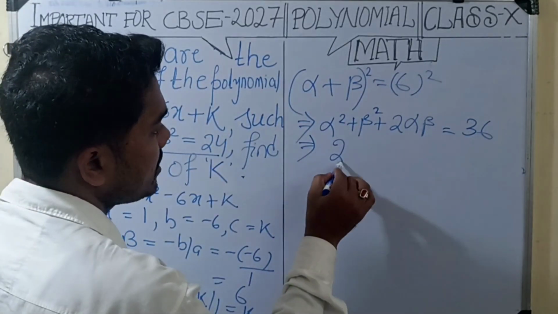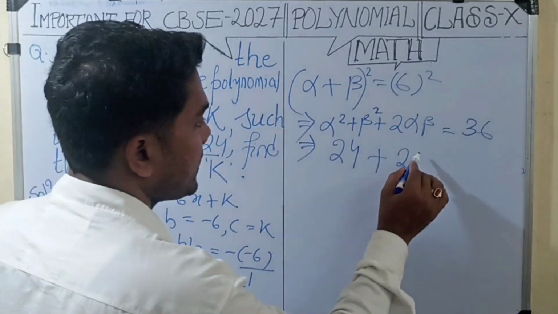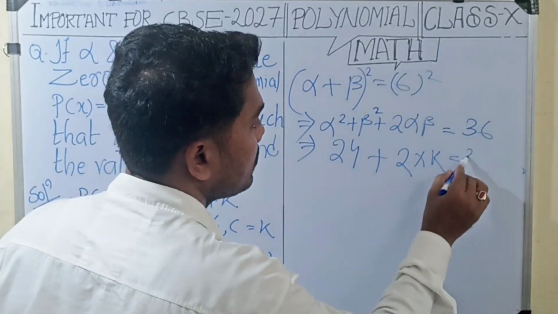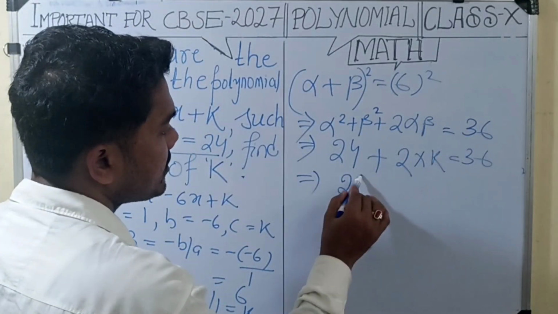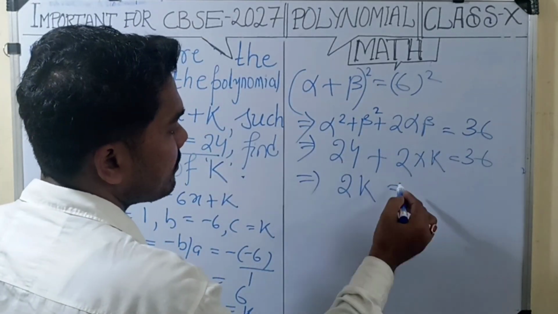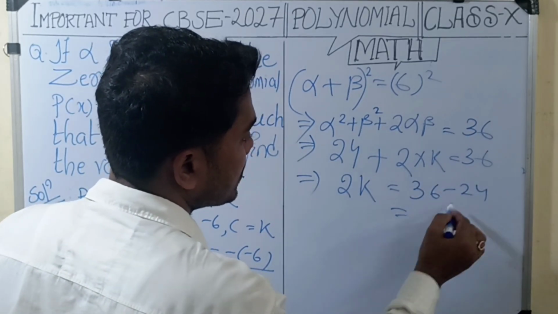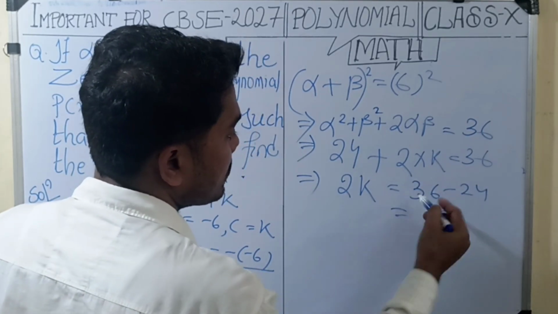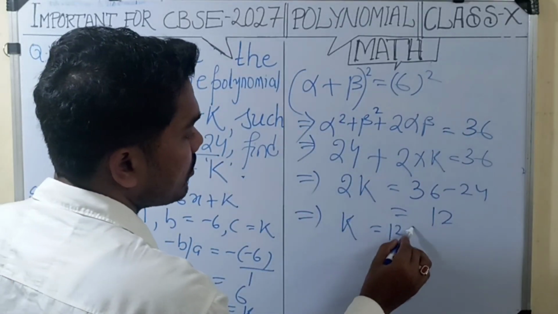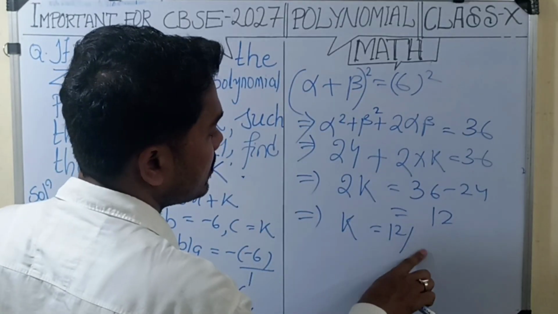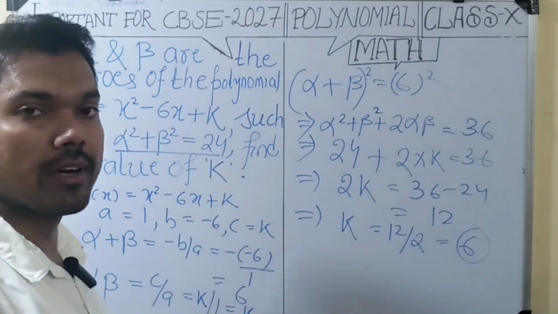So put the value here: 24 plus 2 alpha into beta, which is k, is equal to 36. So 2 into k is equal to 2k, and 24 will be transposed, that is 36 minus 24, which is 12. That is, 2k is equal to 12. So k is equal to 12 by 2, which is 6. So 6 is the correct answer. This is the value of k.